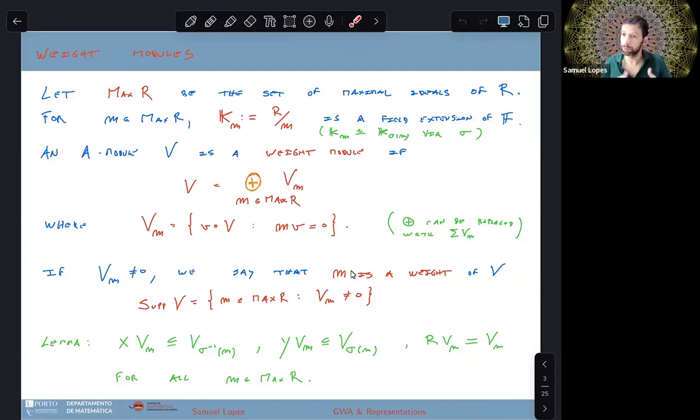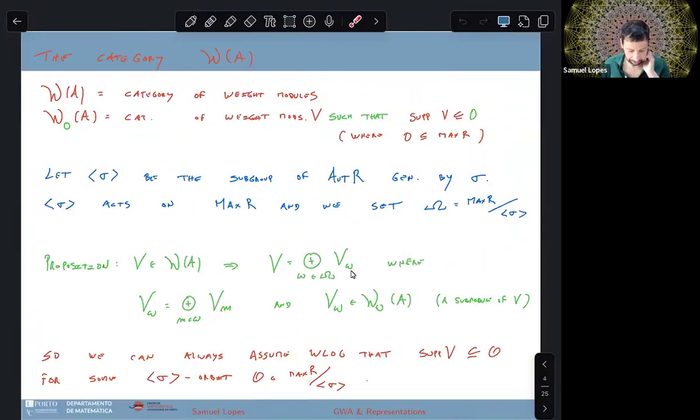So good, so we know that if we have a weight module, all of these nice things, I have this nice decomposition, and I know more or less what X and Y are doing, although this doesn't tell me specifically what they're doing, but at least I know where things are landing. Okay, so I get kind of a schematic idea of what this looks like.